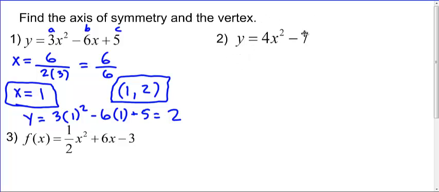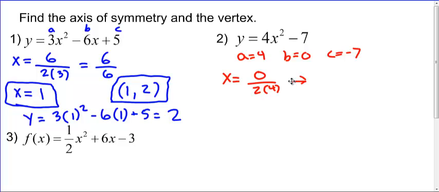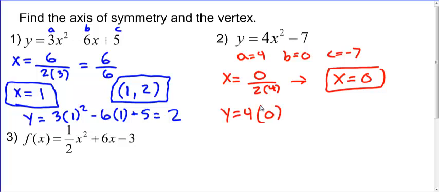Notice here that a is equal to 4, but there's no b term. So we just say b is 0, and c is negative 7. Our axis of symmetry would be x equals negative 0, which is just 0, over 2 times 4, so really we have an axis of symmetry of x equals 0. Then to find the vertex, I just plug in that x value: 0 squared minus 7, that's negative 7. So our vertex would be 0, negative 7.